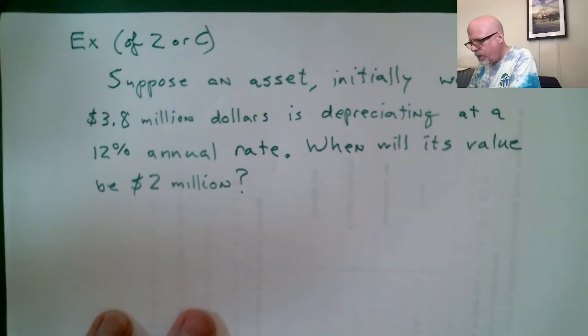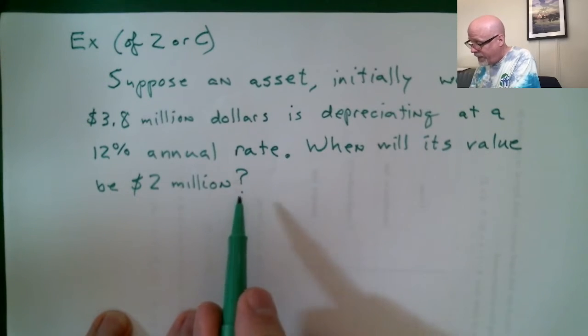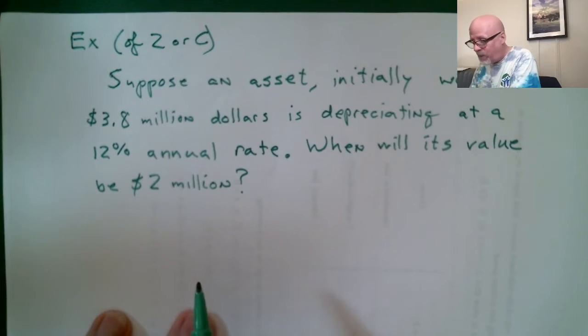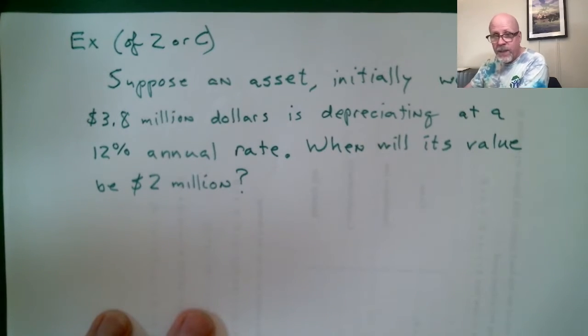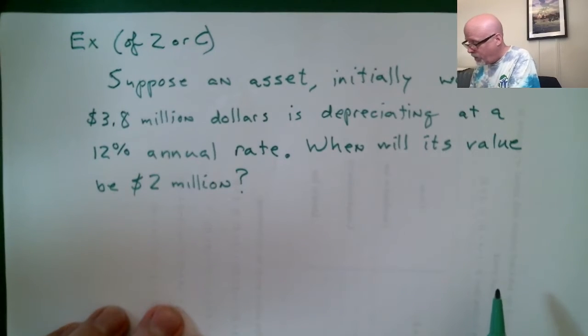What is known and what is unknown here? Well, the question asks you to figure out what time it is. When will it be that its value is $2 million? So that's the x. That's the value that's in the exponent. That's why this is a type 2 or a strategy C problem.